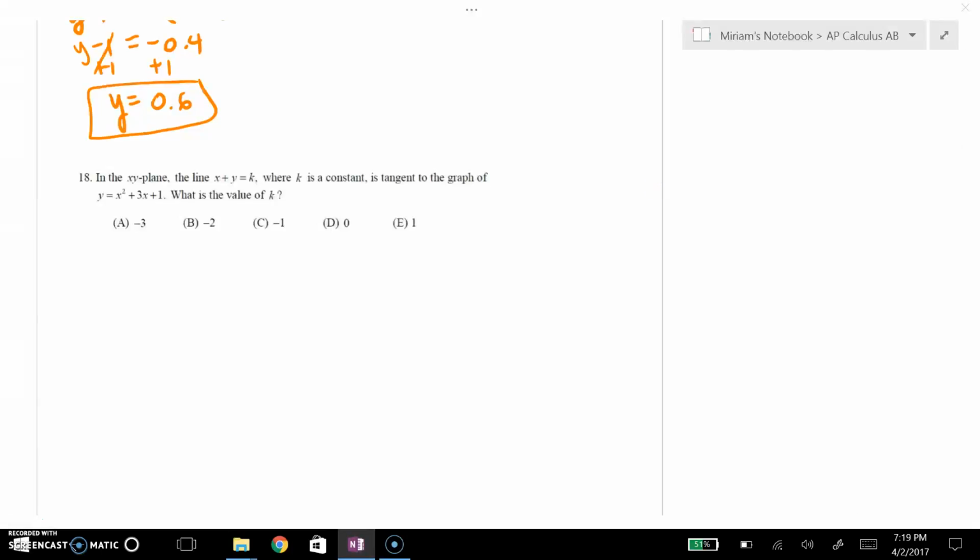Okay, let's move on to number 18. In the xy plane, the line x plus y equals k, where k is a constant, meaning k is a number, is tangent to the graph of y equals x squared plus 3x plus 1. What is the value of k? One thing we need to remind ourselves is that this is saying they have the same slope, so they have equal derivatives.